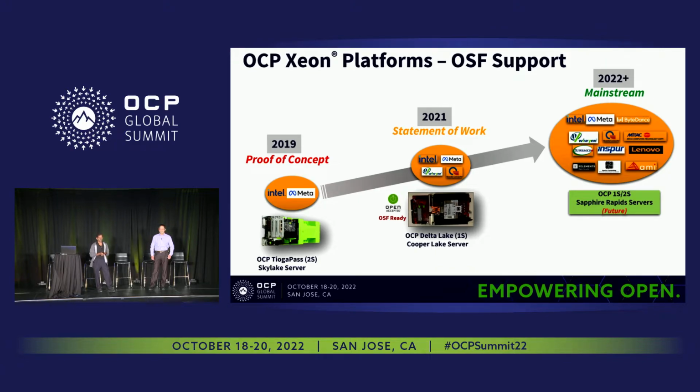Then, fast forward to last year, we said let's figure out the best way to enable this on a production grade platform, which is Cooper Lake, OCP Delta Lake, single socket with a Cooper Lake processor on it. We expanded the collaboration with not just Intel and Meta, but we added ODMs, Vivian and Quanta in this case. So we had a collaborative work. Notice that there was not a whole lot of IBV engagement back then.